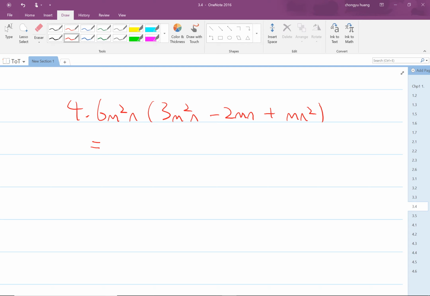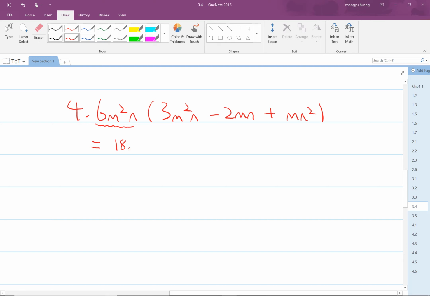Okay, so as you see, we have to multiply 6m to the power 2 to every term in the bracket, right? So let's see. Okay, so let's do it. So we have 6 multiplied by 3 is 18, right?